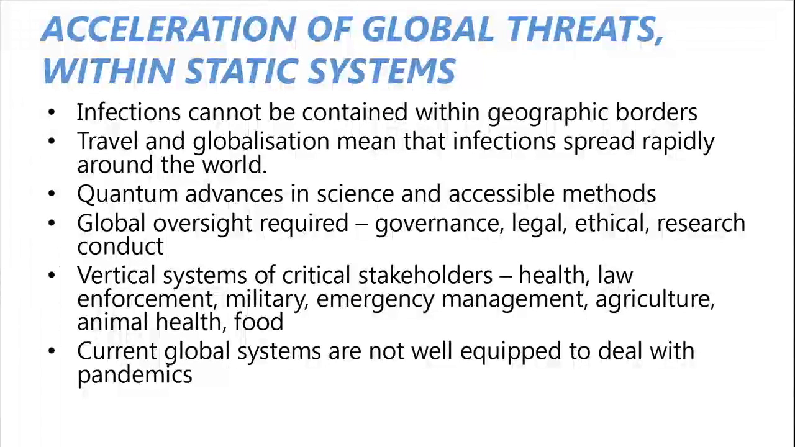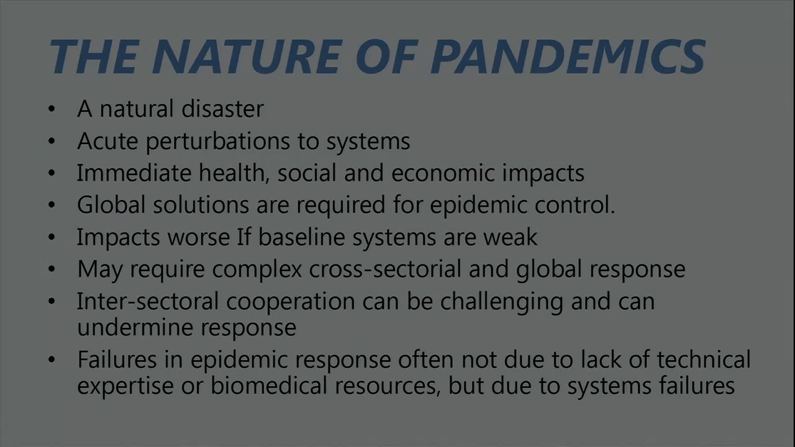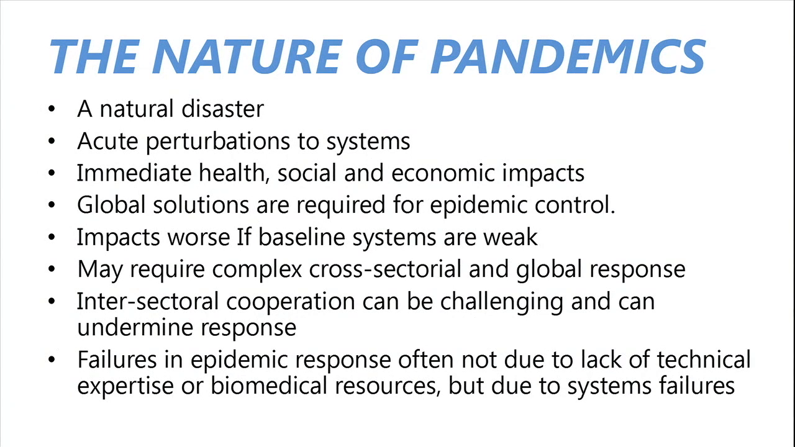But we have vertical systems. We've got vertical systems of critical stakeholders: health, law enforcement, military, emergency management. We tried to show some of the conflict between agencies that always occurs during these kind of events, as well as animal health, agriculture and food. And our current global systems are not well equipped to deal with these kind of events, as we've seen over and over again. So the nature of pandemics, they are a type of natural disaster.